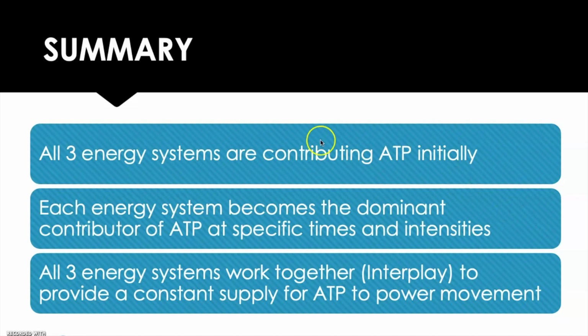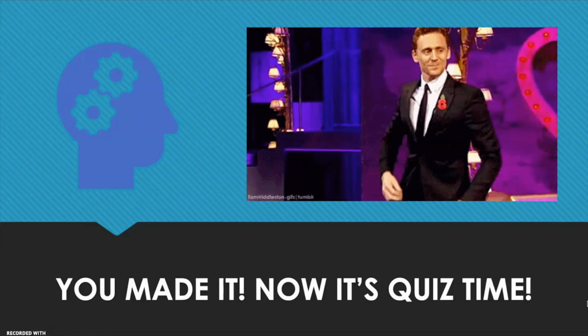So a quick summary. All three energy systems are contributing ATP initially at the start of exercise. Each energy system becomes the dominant contributor of ATP at a specific time and a specific intensity. All three energy systems work together, interplay, to provide a constant supply of ATP to power movement. Well done, you made it.